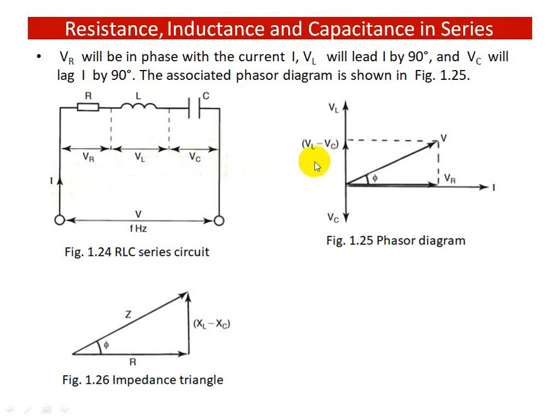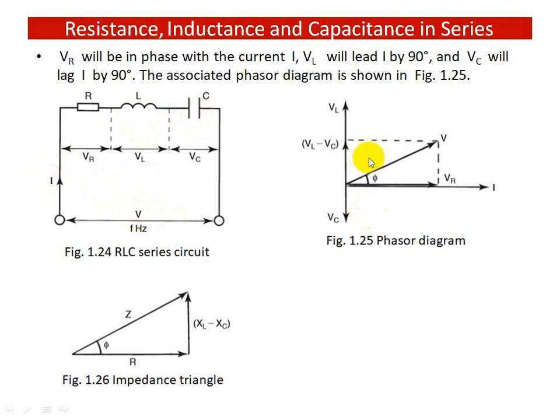So here the net reactance will be the difference between the two reactances. Suppose XL is the reactance of the inductance, XC is the reactance of the capacitance. The net reactance will be XL minus XC. If XL minus XC is positive, then inductive reactance is more than capacitive reactance. The circuit will behave like an inductive circuit, in which the current lags behind the voltage by some angle. In the other case, if XC is greater than XL, then the circuit will behave like a capacitive circuit, and the current will lead the supply voltage by some angle.